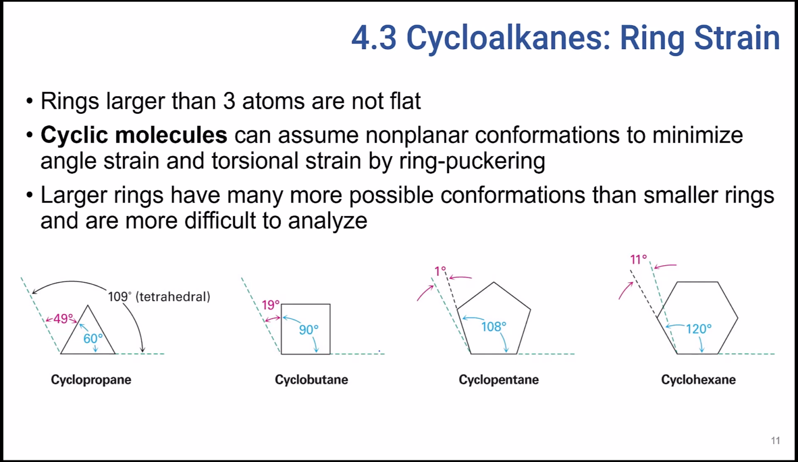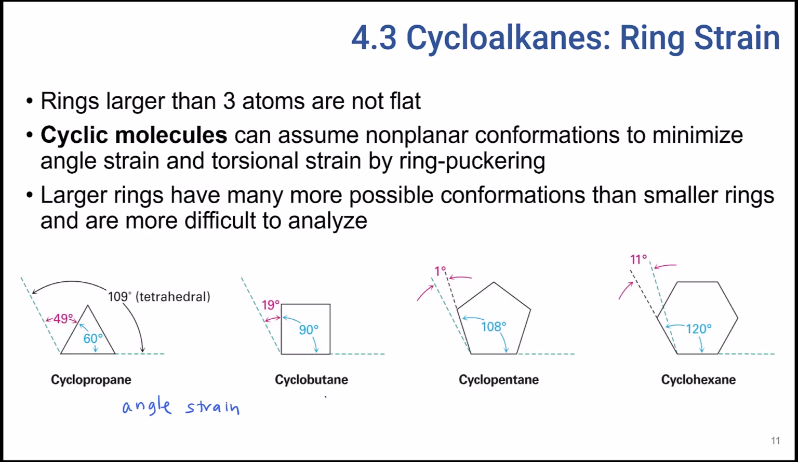So cyclopropane, these sp3 carbons want to be 109.5 degrees, but they can't be tetrahedral. In cyclopropane, at most they can be 60 degrees. So that's kind of a long way from them being in a flexible position where they can rotate and move around. There's going to be a lot of angle strain here.